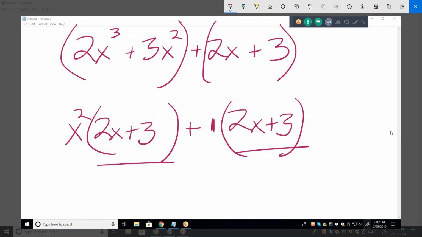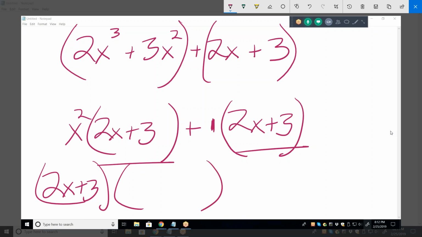Remember what factoring is. It means I'm going to divide both terms by 2x plus 3. So the 2x plus 3 comes out in parentheses. Now what's left behind? No, I'm factoring that out. So I'm dividing each term by 2x plus 3. What's left over? x squared plus 1. There you go.